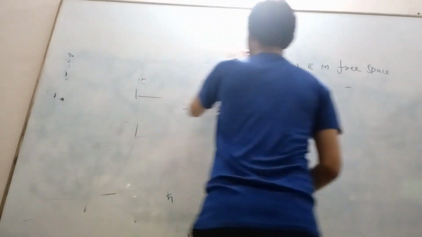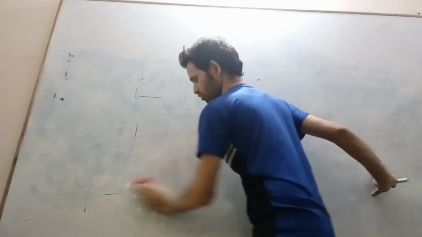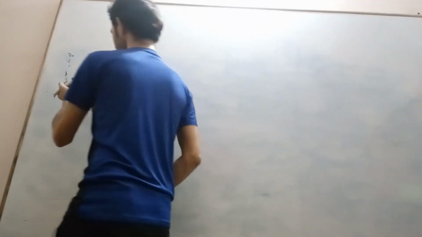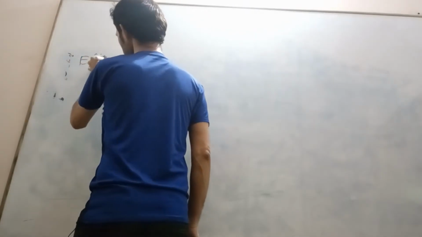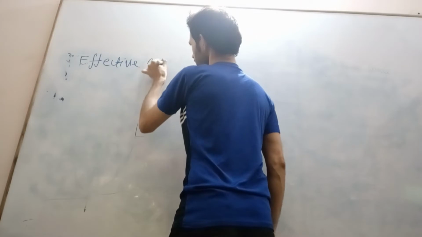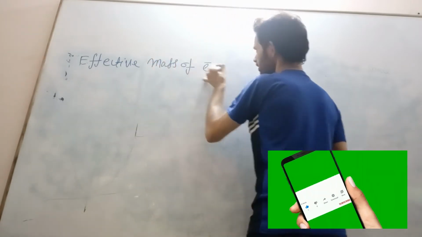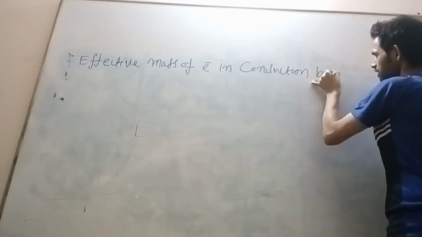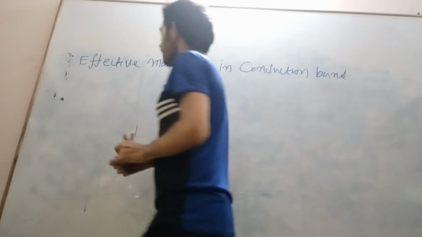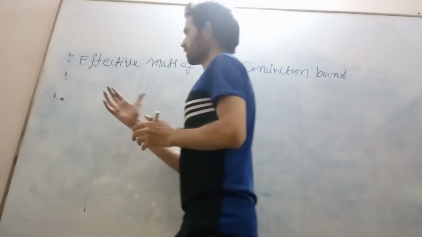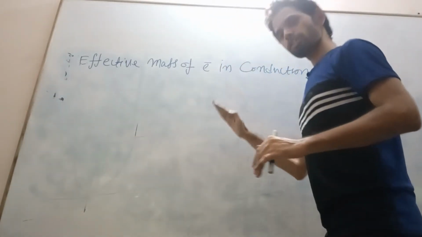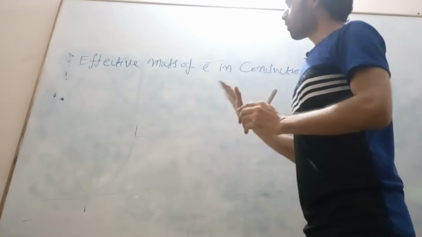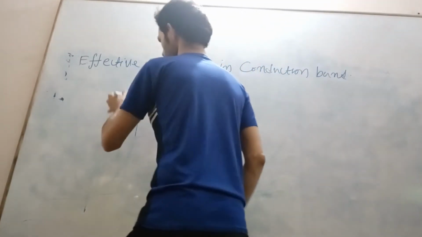Okay, so now let us apply, we will do it fast. See here, now the effective mass of electron in the conduction band. First we will assume that the electron is near the bottom of the allowed energy band, or at the bottom of the conduction band. Let us assume that.